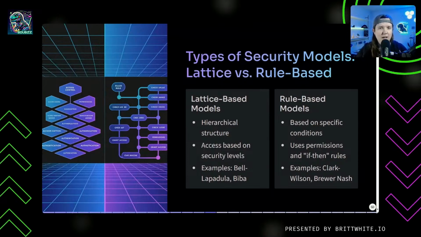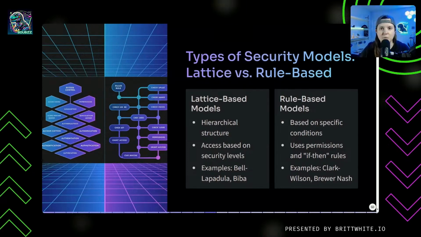Picture a lattice, or like a trellis in your garden or a ladder. These models work in layers, similar to how you climb up or down a ladder. Each layer represents a different security level, and access is controlled based on where you are in this hierarchy. The two most famous examples of this are the Bell-LaPadula and Biba.